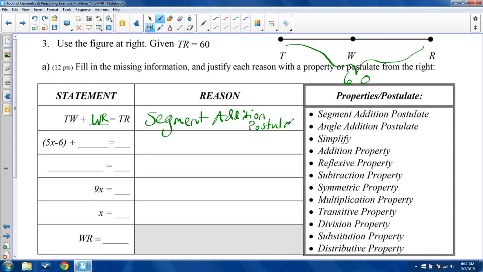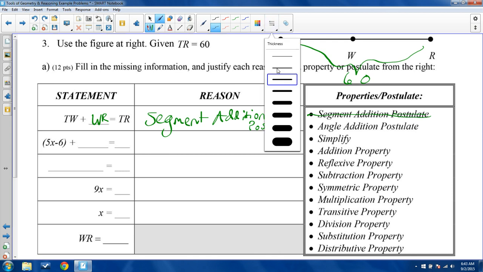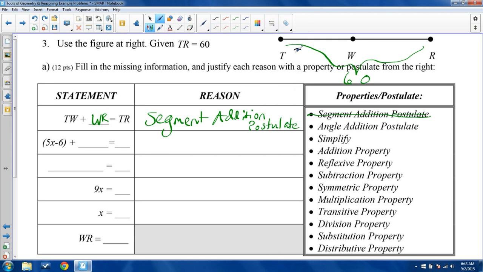Now, postulates are statements that are accepted as facts. They do not really need to be proved. They kind of just are. Okay, you know what? This is missing information. Let me write that in right now. 5x minus 6 is this length, and this length is 4x plus 3. Okay, moving on.